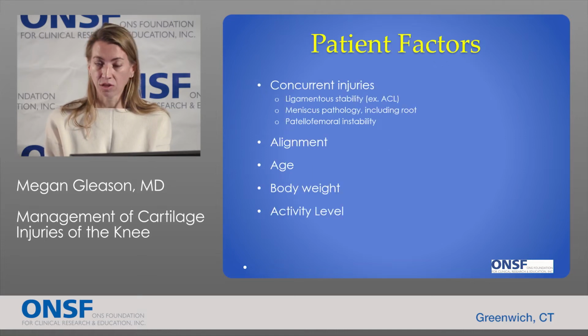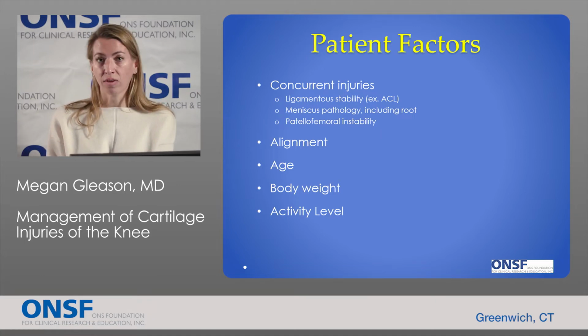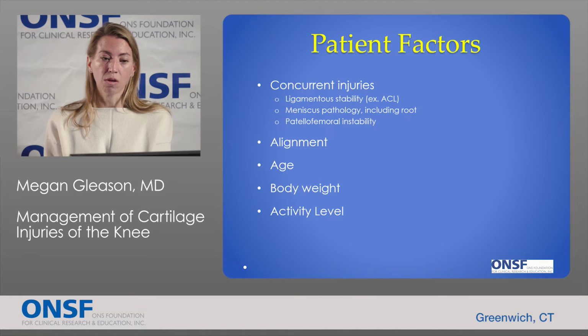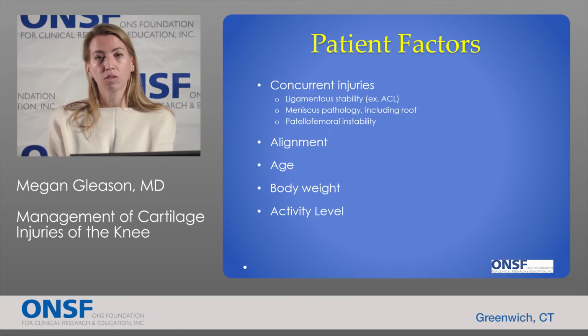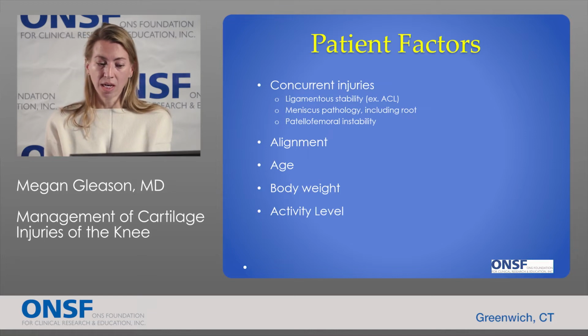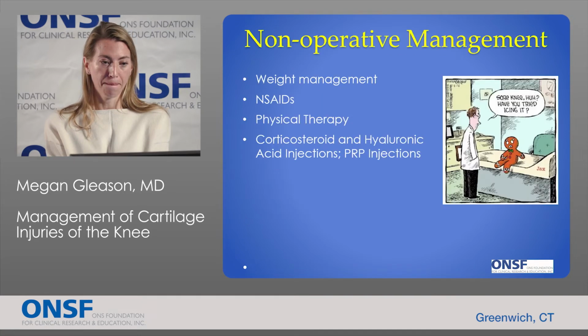We also think about patient factors. Are there any other injuries? Did they tear their ACL at the same time? Do they have a meniscus tear? Or do they have a kneecap that easily dislocates? So these are all important things when we talk about treating the patient as a whole. We also want to look at the patient's alignment, their age, their body weight, and their activity level. What are they looking to get back to doing?